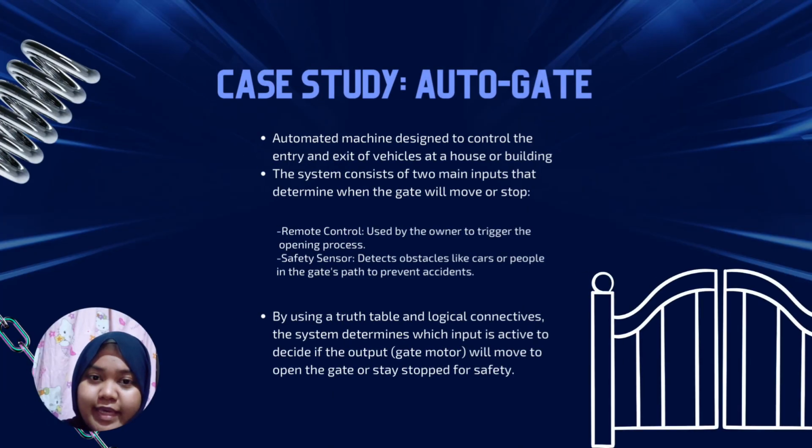Now, let's look at our case study. So, our automated machine is designed to control vehicles for home and commercial buildings. The goal here is efficiency and safety. So, the system is operated based on two primary inputs. First input A is the remote control used by the owner to trigger the opening process. And input B is the safety sensor which detects obstacles like cars or pedestrians to prevent accidents. So, by applying logic connective and truth table, we can program the system to decide exactly when the gate motor should move, stay stopped, or trigger an alarm.